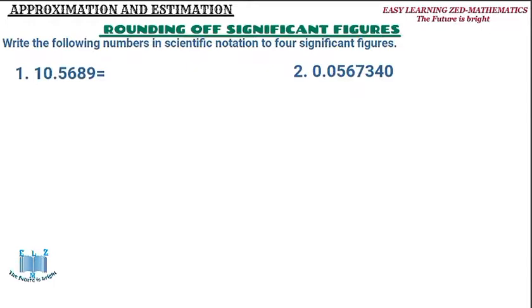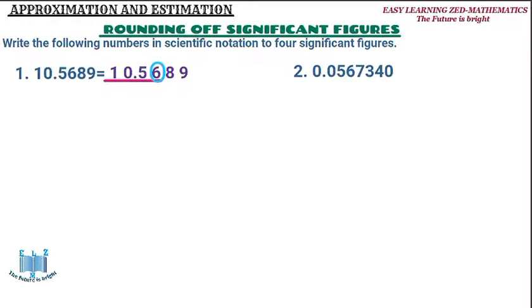Okay, so question 1, we have got 10.5689, and we are told to write this number in scientific notation to four significant figures. So the first thing we're going to do is identify the four significant figures that we are going to use. So I'm going to write this number this side. The four significant figures are these ones: 1, 0, 5, 6, so 10.56. These are the four significant figures we're going to remain with. So now, our rounding off digit is 6. 6 is our rounding digit.